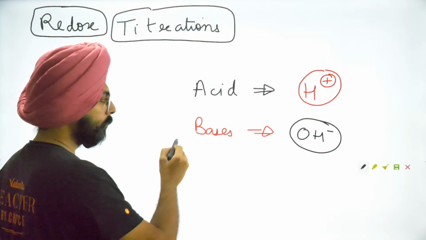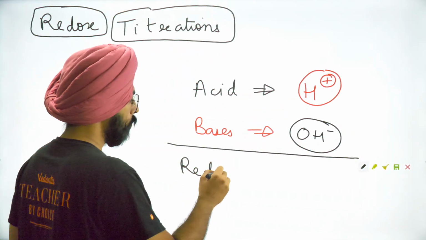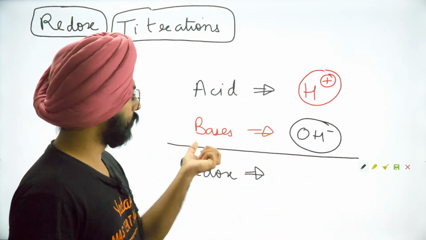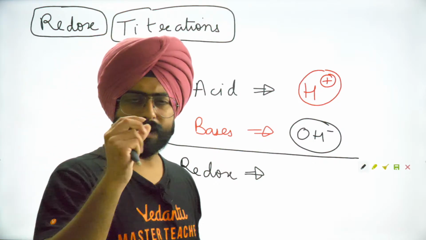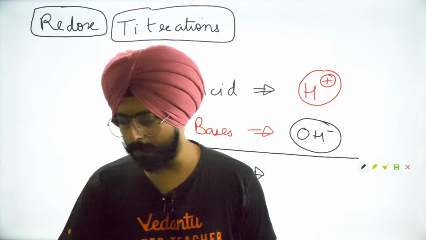Now, let us think about redox reactions. What should we look at in redox reactions? For acids, we look for H+. For bases, we look for OH-. In redox reactions, there is one thing that we balance. What is that?